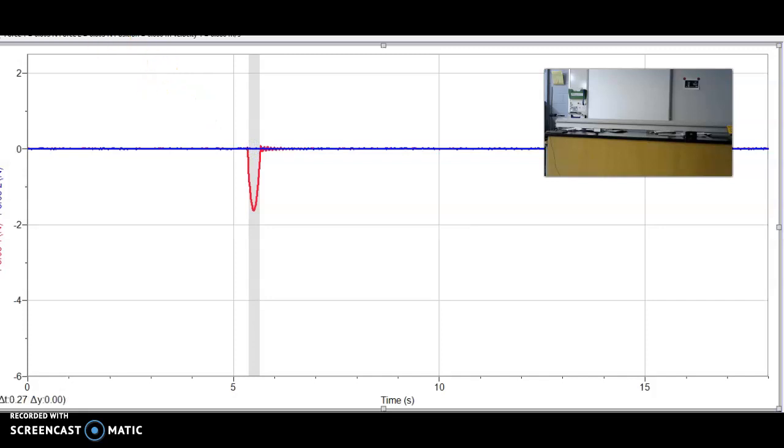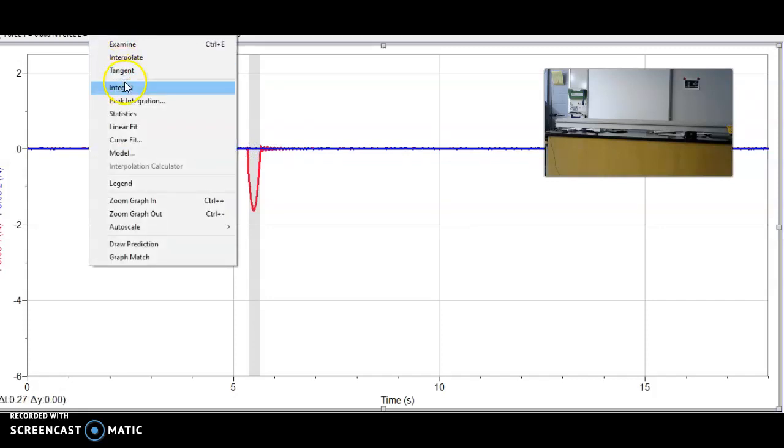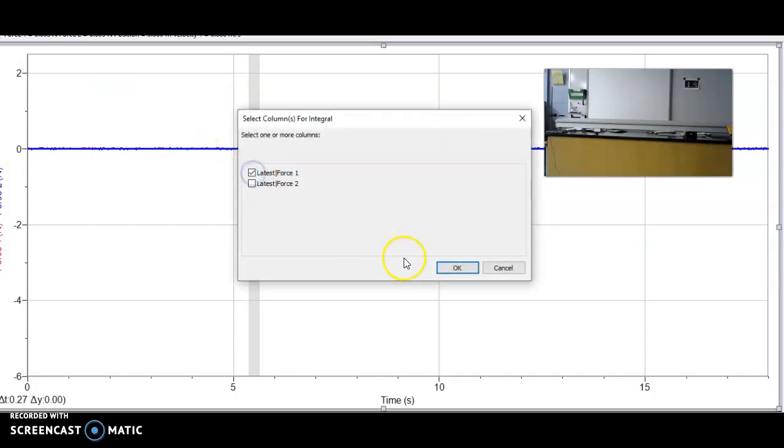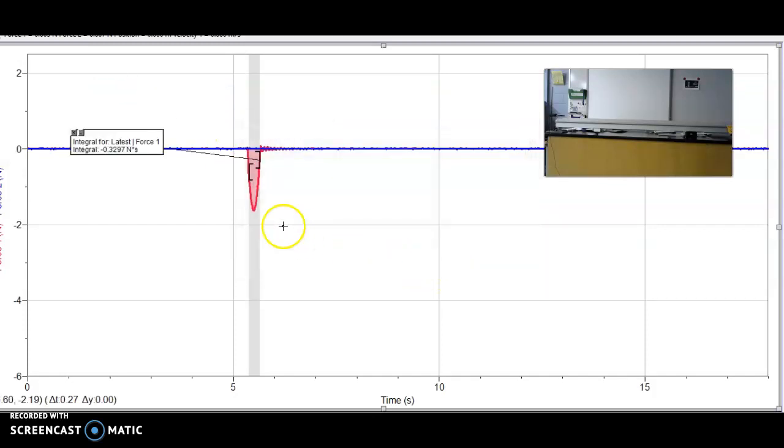And in Logger Pro, if I go up to Analyze and then I go to Integral, that area underneath there is calculating the impulse for me. It comes up saying that the impulse for this is a negative 0.3297 newtons times second. So this area underneath the graph is the impulse. And we know that the impulse is also related to the change in momentum, so it would also equal the change in momentum for this glider.